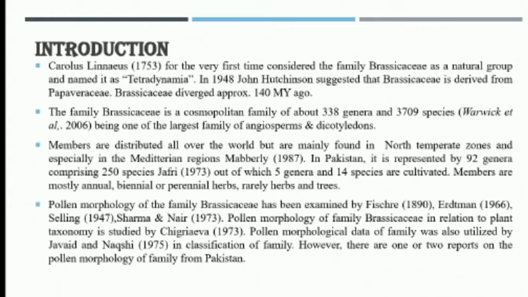he named it as Tetradynamia. And in 1948, John Hutchinson suggested that Brassicaceae is derived from the Papaver, and it was diverged approximately 140 million years ago. Brassicaceae is a cosmopolitan family, and it is worldwide in its distribution. But the members are mainly found in the temperate zones and especially in the Mediterranean regions. In Pakistan, it is represented by 92 genera and 250 species.